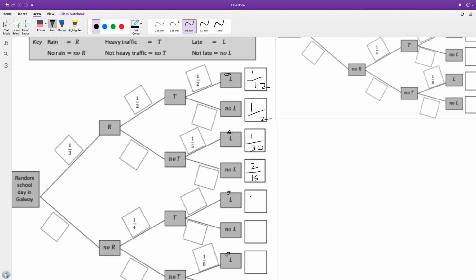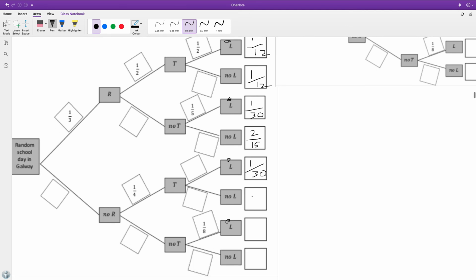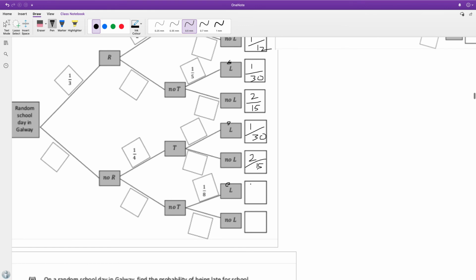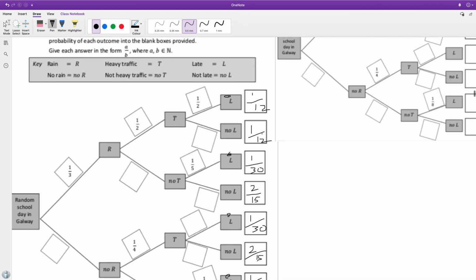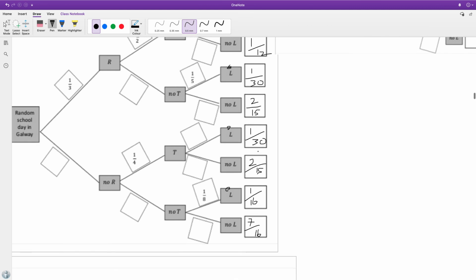Then 1/30. Then 2/15. Then 1/60. 16 and 7/16. So, the probability of being late is 1/12 plus 1/30 plus 1/30 plus 1/16.